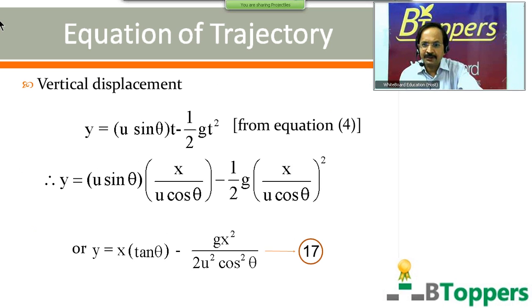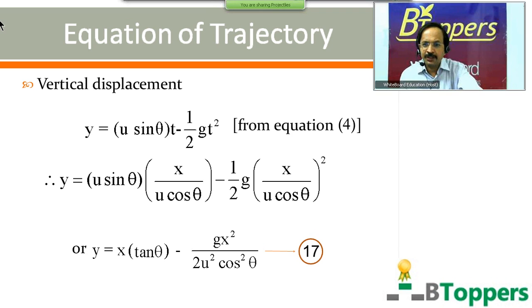The first term on the right side, u gets cancelled, sin theta by cos theta, you can write tan theta. So the equation of the trajectory of the projectile is given by y equal to x tan theta minus g x square by 2u square cos square theta. This is equation number 17. This equation may also be used directly in some of the problems. So those who want to copy the notes, you can take a pause and copy the notes.